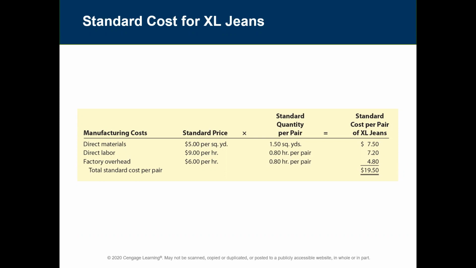So when we look at, in this example on the screen for XL Jeans, we expected to spend right here $7.50 on direct materials. Now, you'll notice that they're only using one direct material here. Presumably that's the denim for the jeans. It's not necessarily the only direct material. I imagine there's probably a zipper. There are probably some rivets. Thread might be considered an indirect material rather than a direct material, so that would be part of overhead.